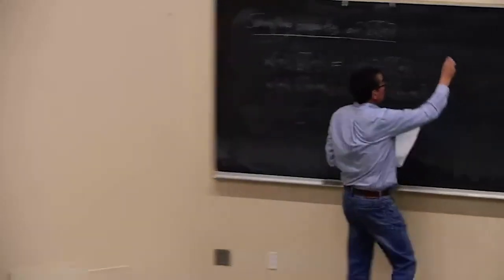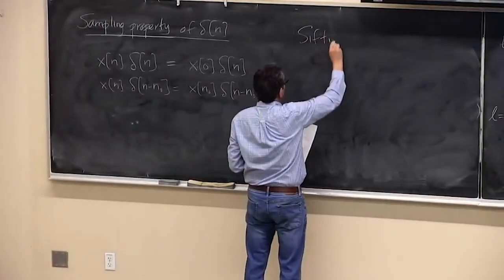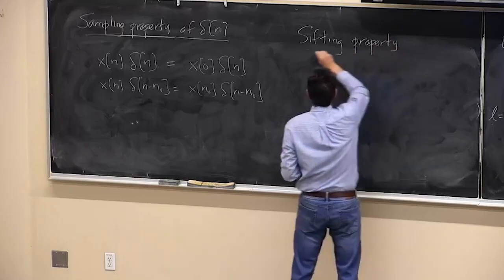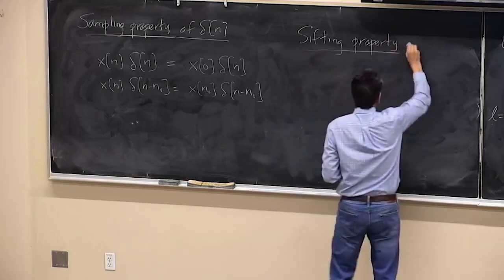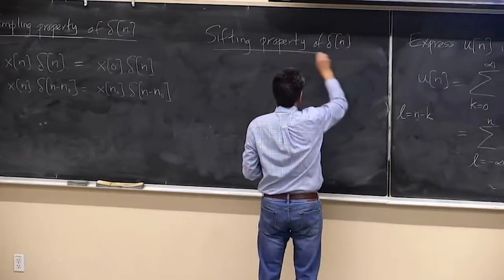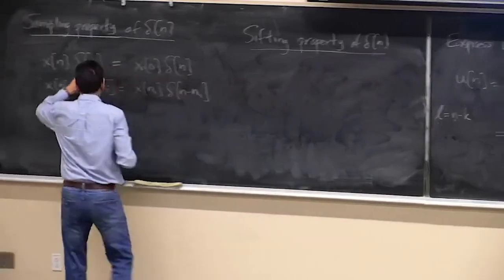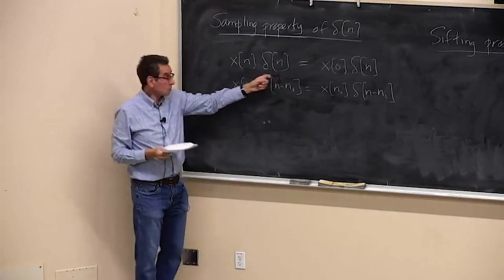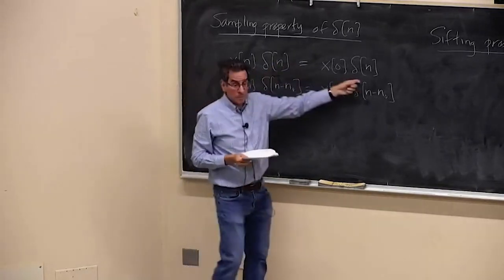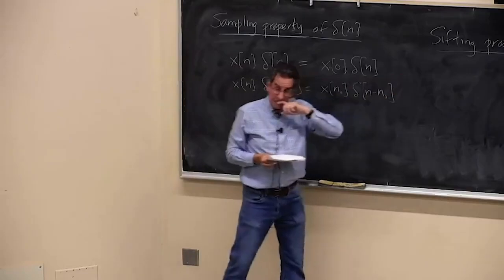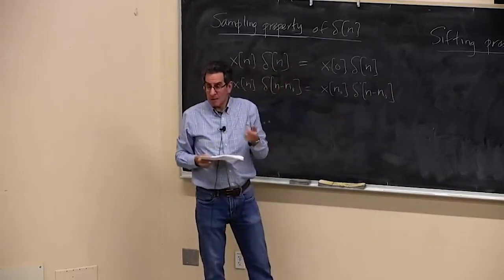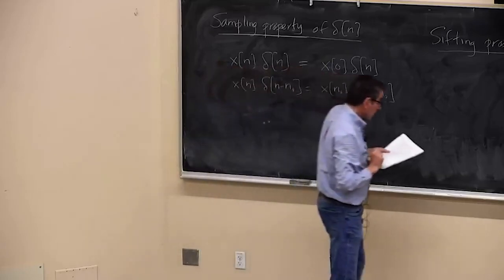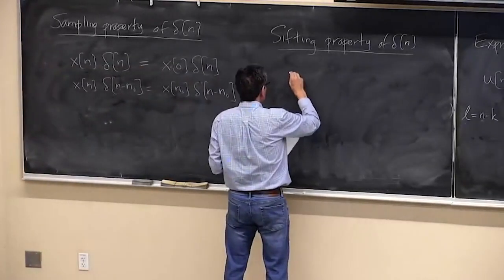Then the other property, which is related, is called the sifting property. It's closely related. The sampling property has to do with taking a given signal and producing another signal by multiplying it by the unit impulse. So you start with x of n and you end up with another signal. In the sifting property, you're actually sifting out a numerical value, the actual value of the signal, which is obtained just by using these formulas.